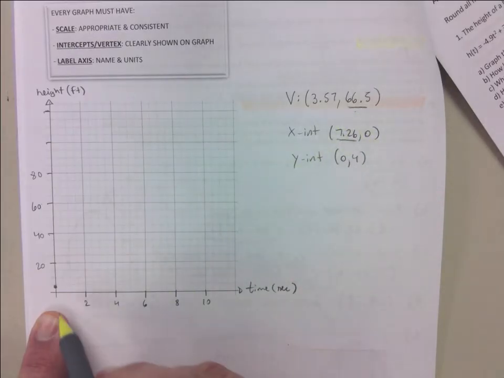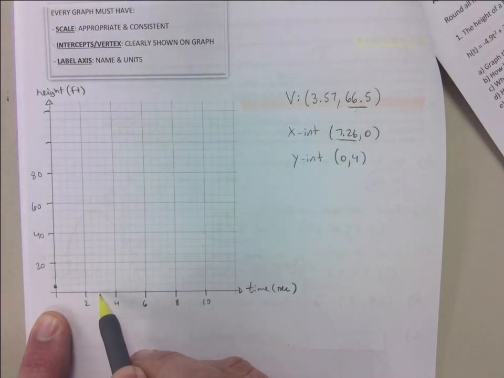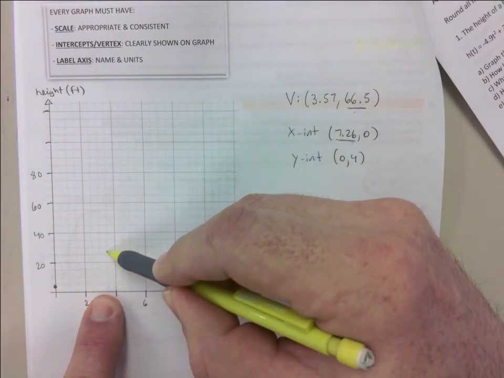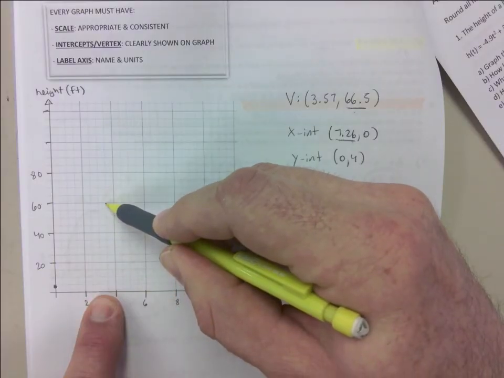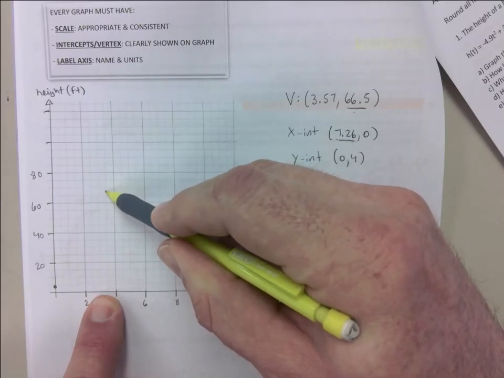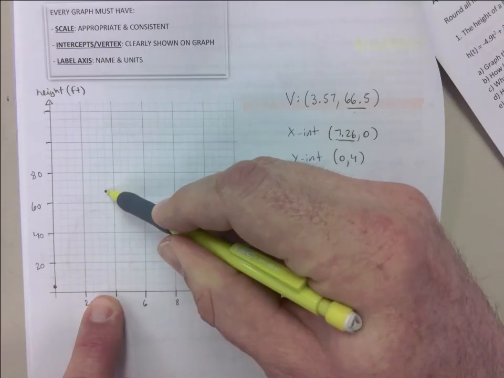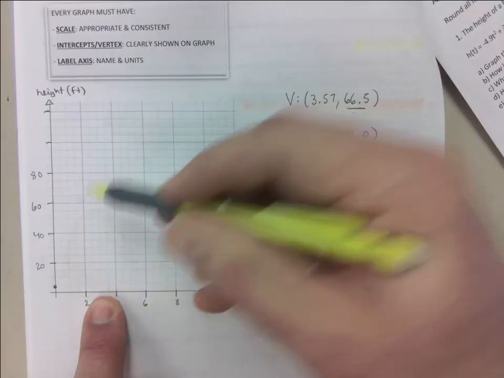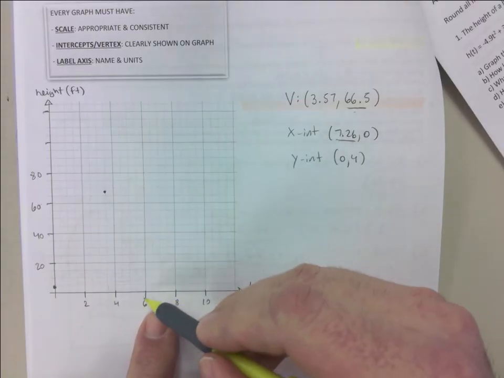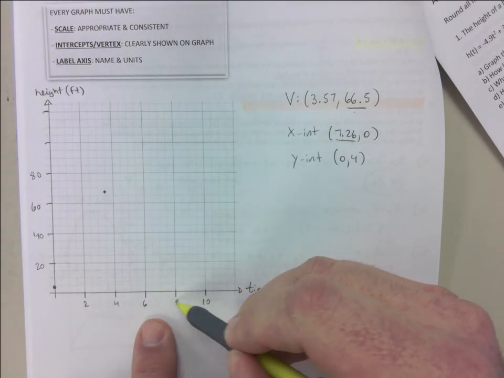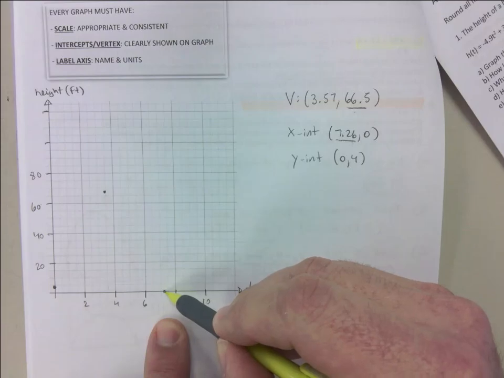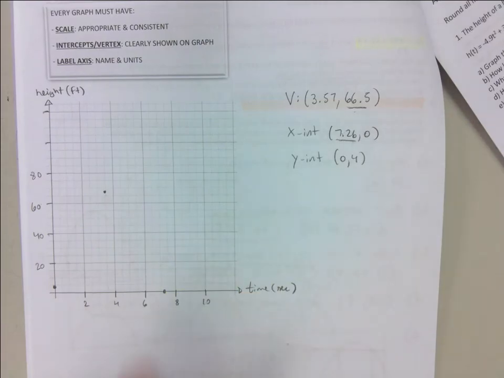(3.57, 66.5). This is 3. 3.5 is right about there. So I'm going to go up that line and find a 66. This is 70. This is 65, so 66.5 is right about there. And last but not least, you plot the 7.26. So this is 7, between 6 and 8. This is 7.5. I want 7.25 or so. I plot it right there. Okay.